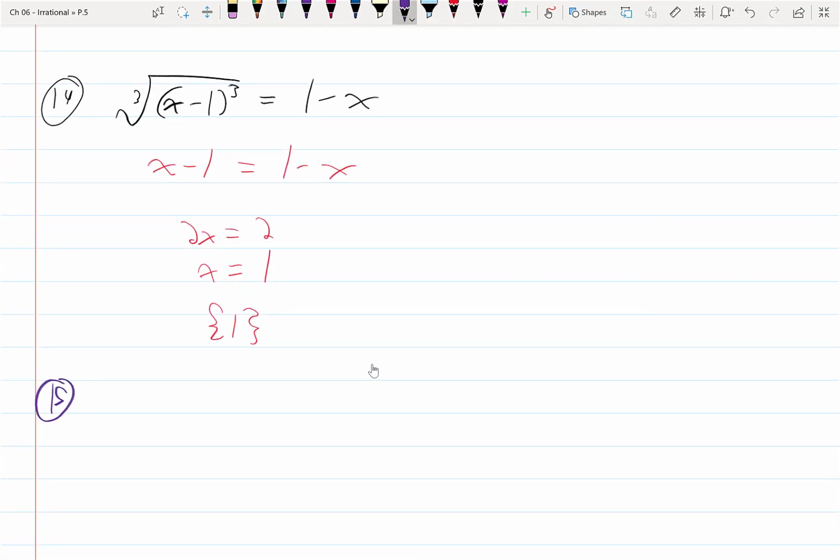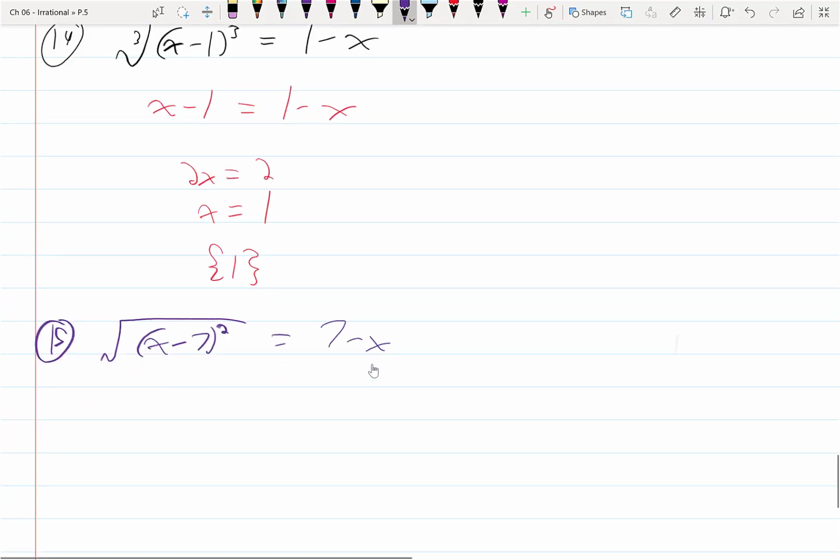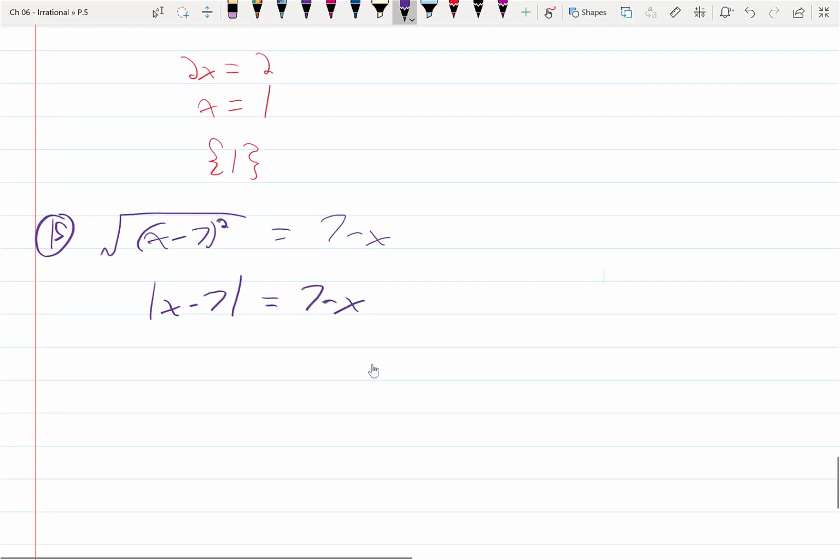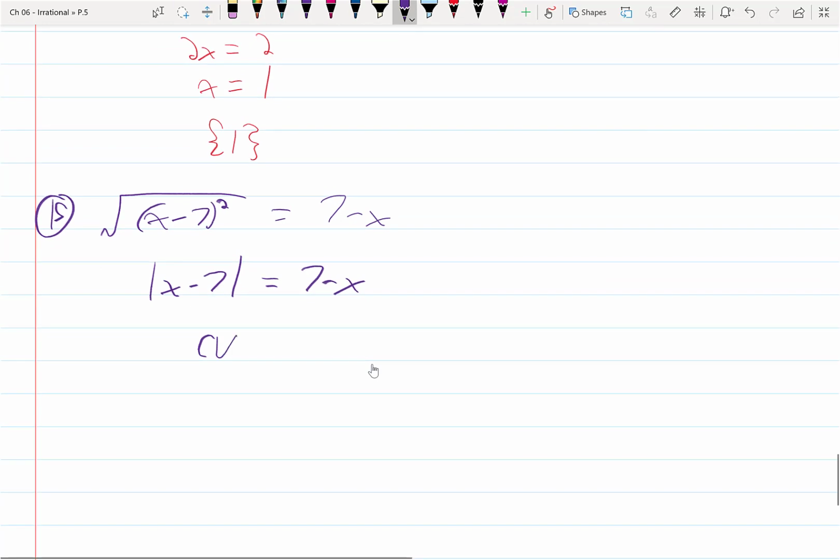Let's do one more. Let's do the square root of x minus 7 squared is equal to 7 minus x. So on the left side, I get the absolute value of x minus 7. On the right side, I get 7 minus x. And to do this, let's try the critical value method again. Critical value is 7. And I know 7 is going to work.